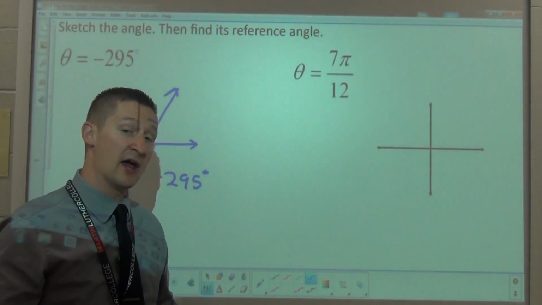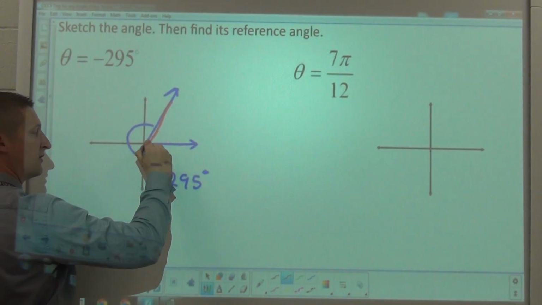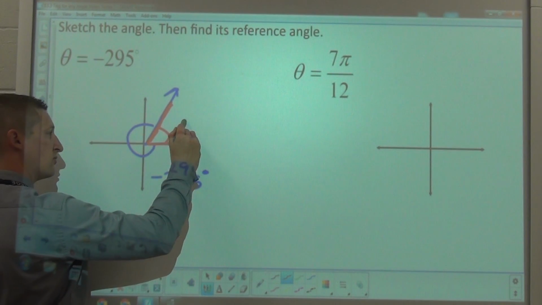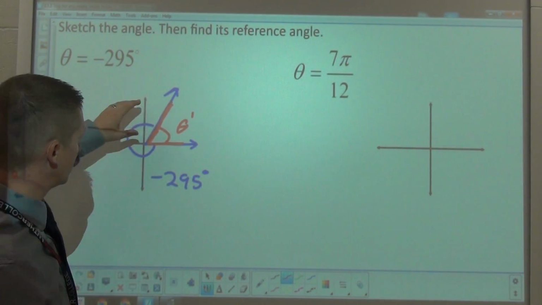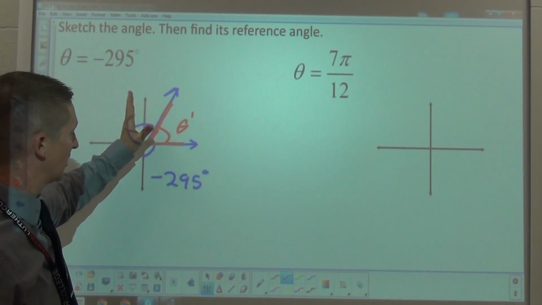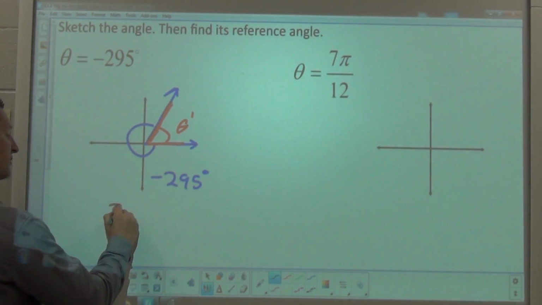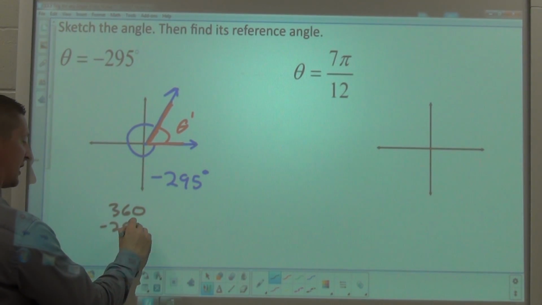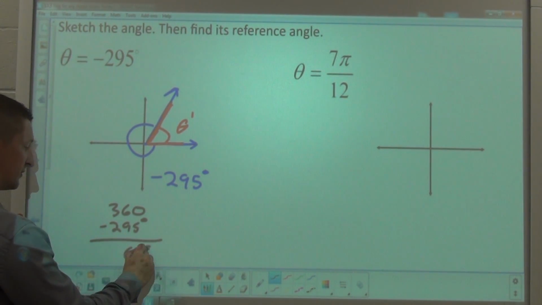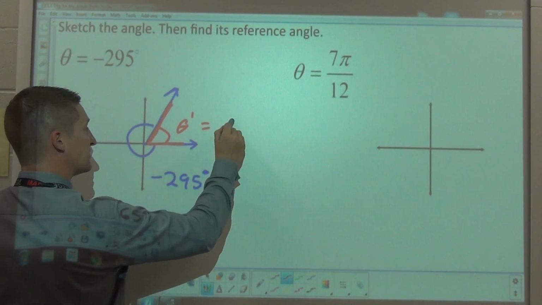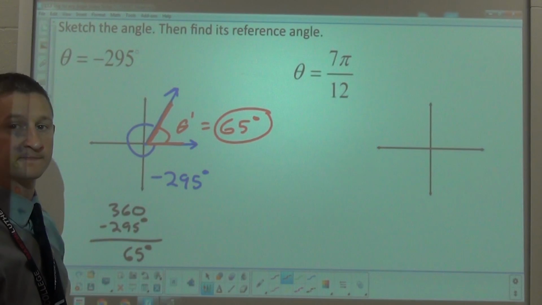So my reference angle is the acute angle formed by the terminal side and the x-axis, so that'd be right here, there's theta prime. So I just have to think to myself, well, I went around 295 degrees in the wrong direction. To get all the way back there would have been 360, so I'm going to take 360 and subtract 295 degrees to figure out the difference between those two. Well, that's going to end up being 65 degrees, which means my reference angle is 65 degrees. That's the acute angle that's formed right here.